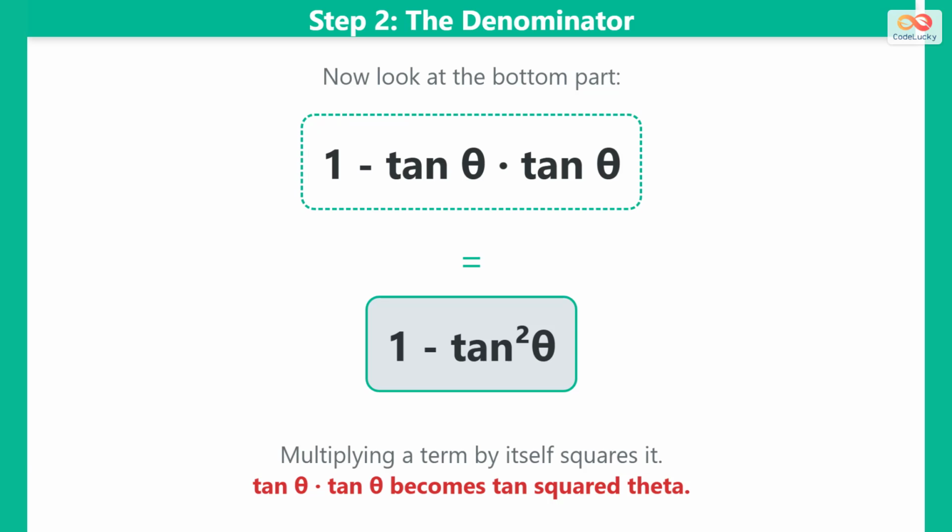Next, we look at the denominator. We have 1 minus the product of tangent theta and tangent theta. When we multiply a term by itself, we square it. So, tangent theta times tangent theta becomes tangent squared theta. Our denominator simplifies to 1 minus tangent squared theta.